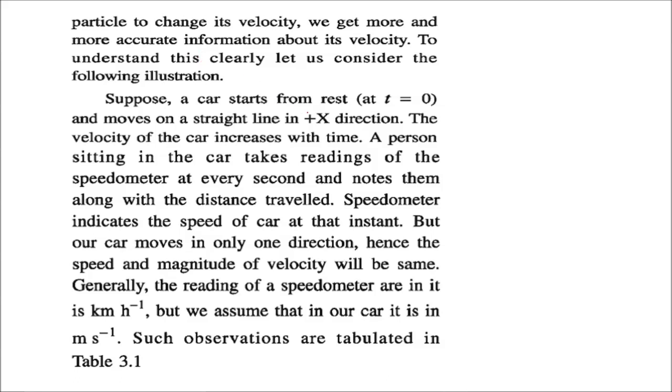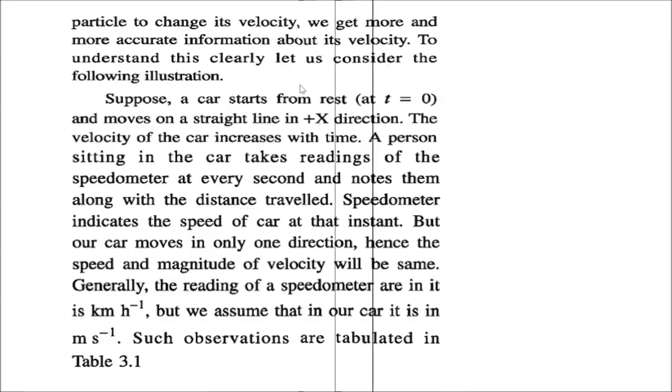A car starts from rest, say at t equal to 0. It moves in a straight line, say in the plus x direction. The velocity of the car increases with time. A person sitting in the car takes readings from the speedometer every second and notes them along with the distance traveled. The speedometer indicates the speed of the car at that instant. Since our car moves in only one direction, the speed and the magnitude of the velocity will be the same. The speedometer reading comes in kilometers per hour, but we assume it is in meters per second.